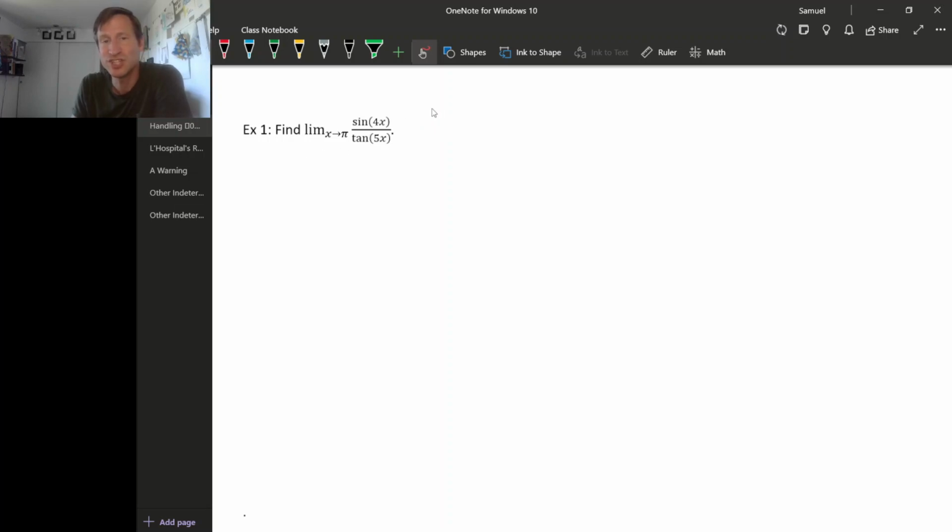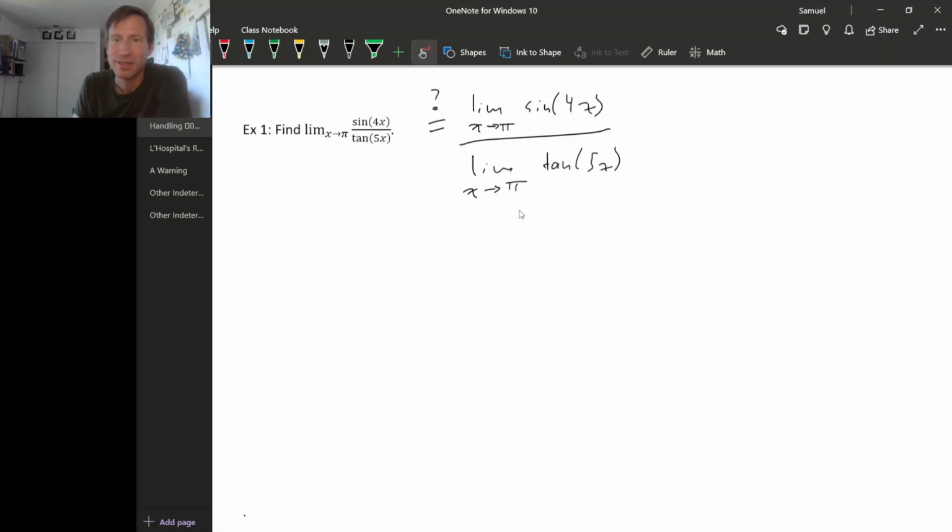Well, the first thing to do is check directly what happens if x goes to pi, in other words, just by plugging in pi. Because the numerator and denominator are both continuous, we can calculate the limit of the numerator and denominator separately as x goes to pi just by plugging in pi. Now if we don't get an indeterminate form, then this expression would be the value of the limit just by plugging in pi. But we are going to get an indeterminate form.